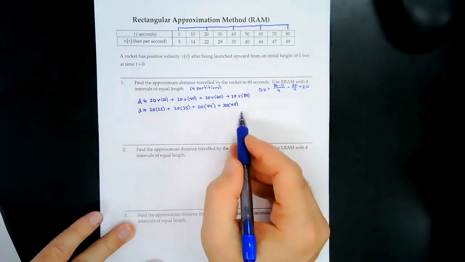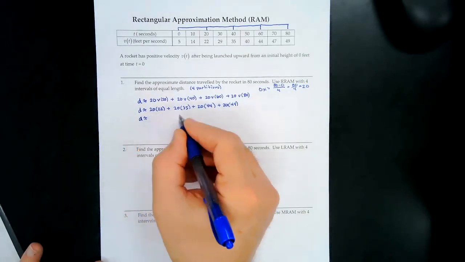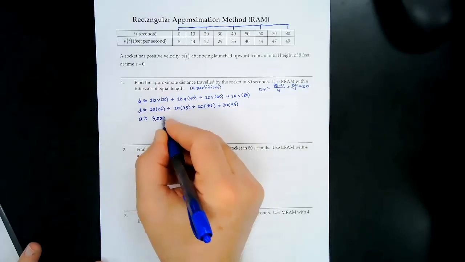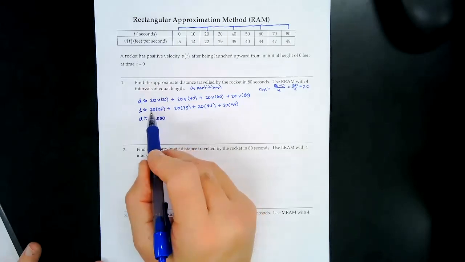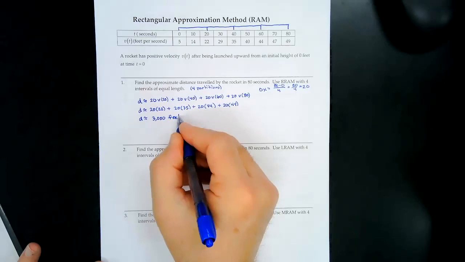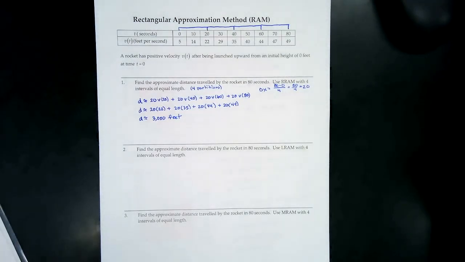And we put those in our calculator, and I've already done it. I already know that if you put those in your calculator, you get 3,000. And the units on this would be, since this 22 is feet per second, and this is seconds, this would just be 3,000 feet. So that's an estimate, an approximation of how far the rocket traveled.